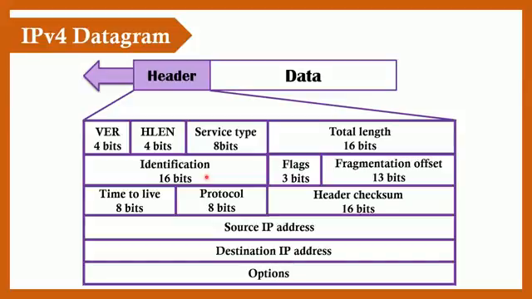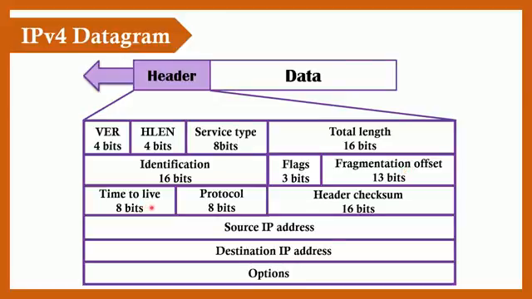Identification field. This field is used in fragmentation. A datagram is divided when it passes through different networks to match the network frame size. At that time, each fragment is identified with a sequence number given in this field. Flags. The bits in this field deal with fragmentation and identify the first, middle and last fragment. Fragmentation offset. It's a pointer that shows the offset of the data in the original datagram.